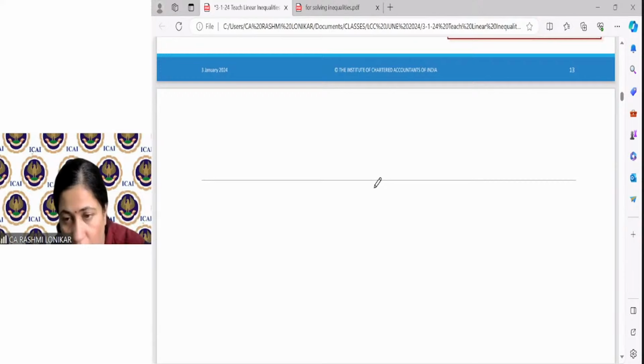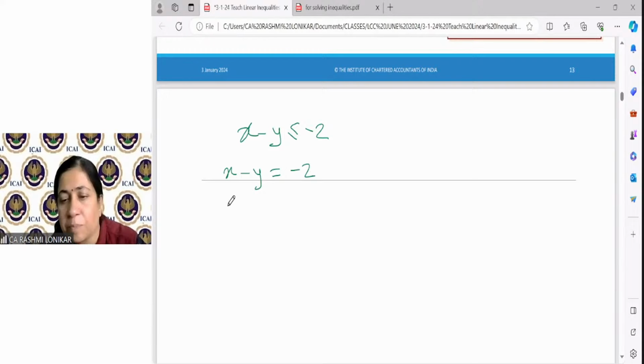X minus y is less than or equal to minus 2. So first is x minus y is equal to minus 2. That is my first step. Second step is put y on the left hand side and all the others on the right hand side. So minus y is equal to minus 2 minus x.